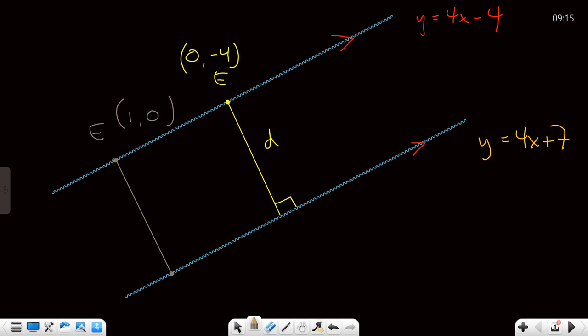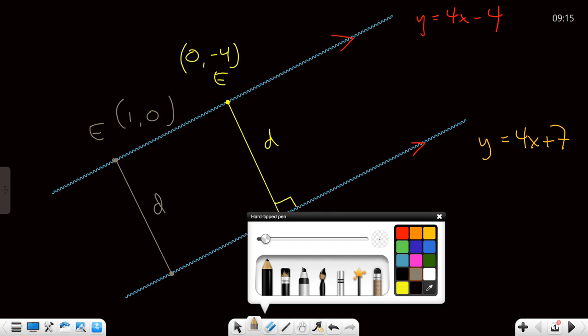What do you know about the gray line and the obnoxiously bright yellow line? They're the same. So does it matter if we use Evan at the y-intercept or we use Evan at 1, 0? No. This is still going to be D.